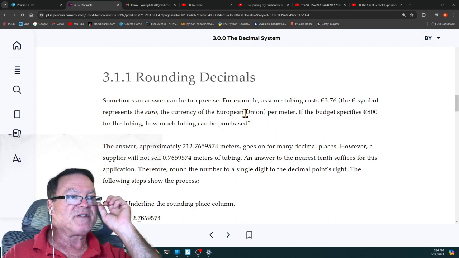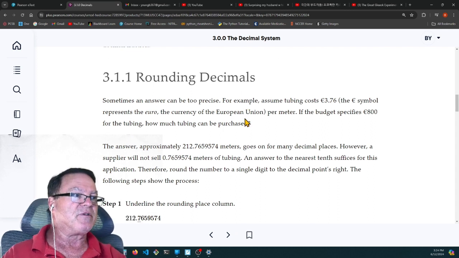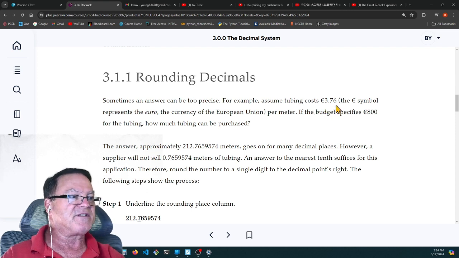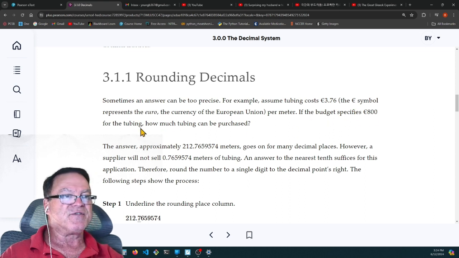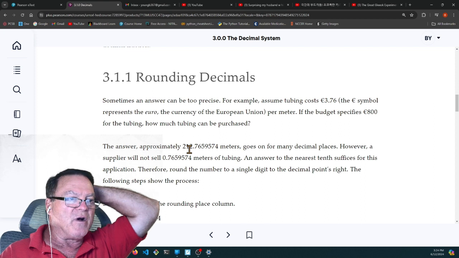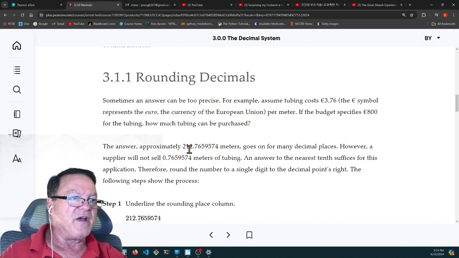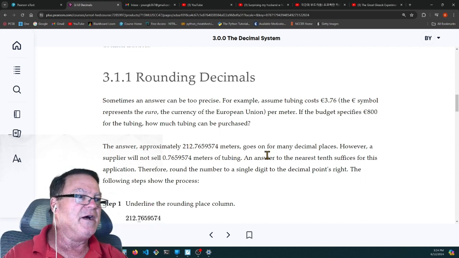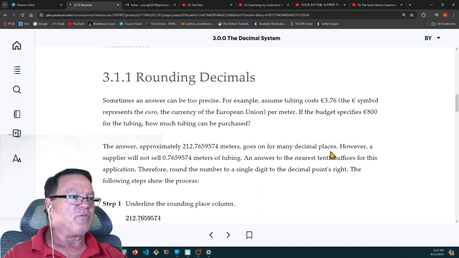Rounding decimals. Sometimes an answer can be too precise. For example, assume tubing costs 3.76 pounds. The symbol represents the euro, the currency in the European Union, per meter. If the budget specifies 800 euros for the tubing, how much tubing can be purchased? The answer is approximately 212.765957 meters. It goes on for many decimal places.